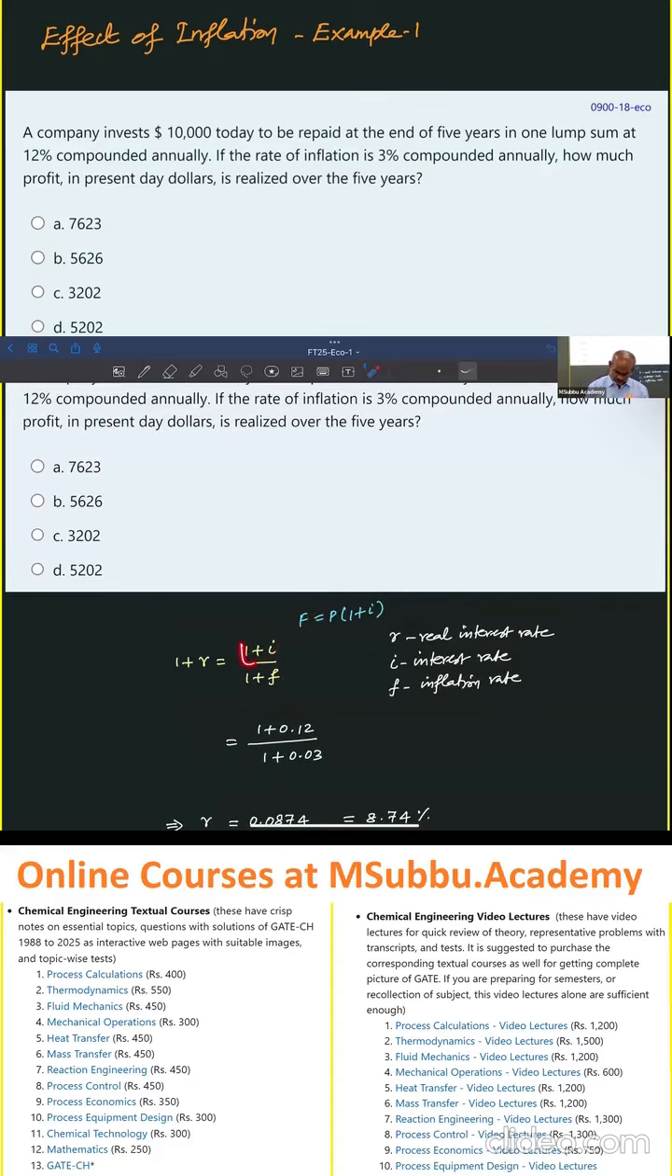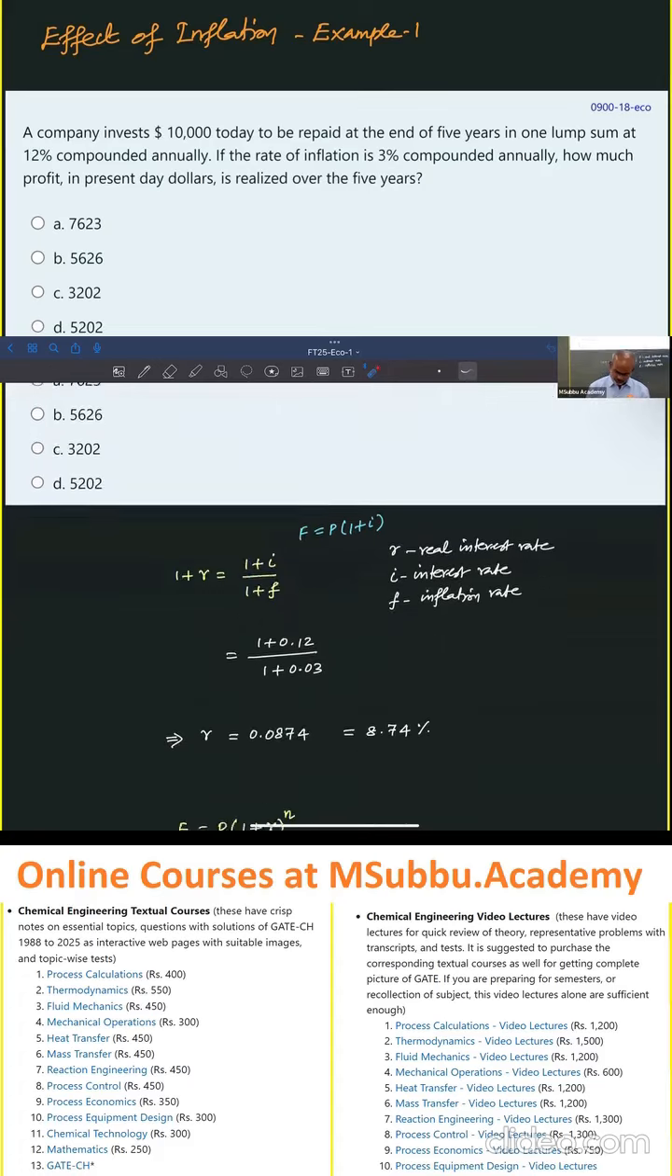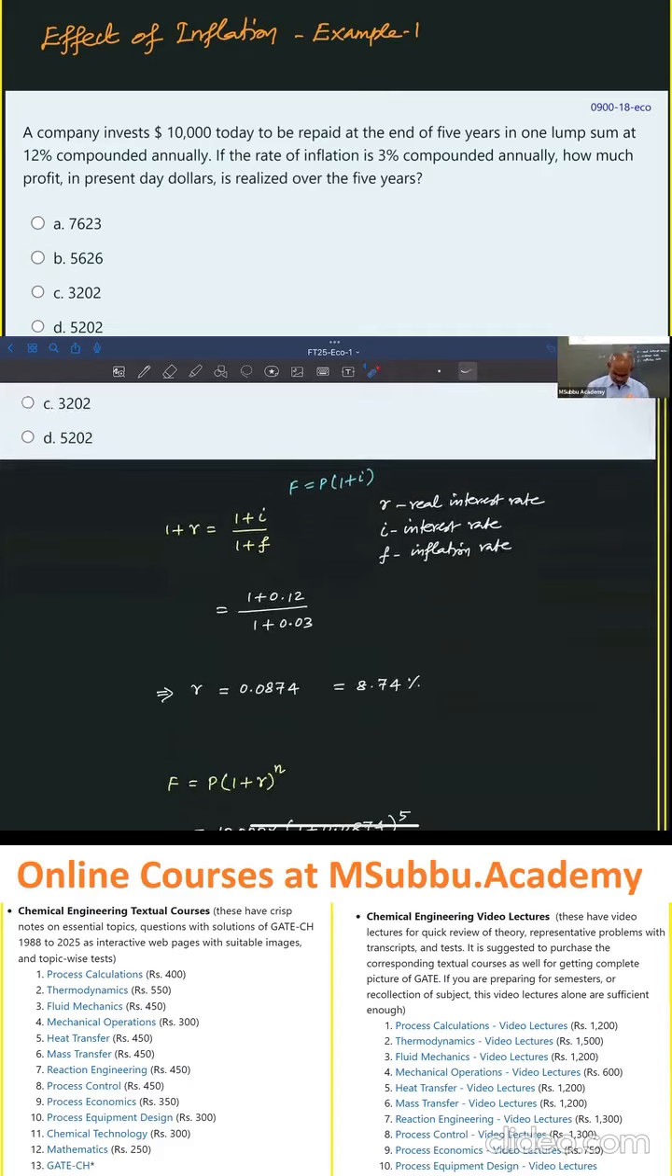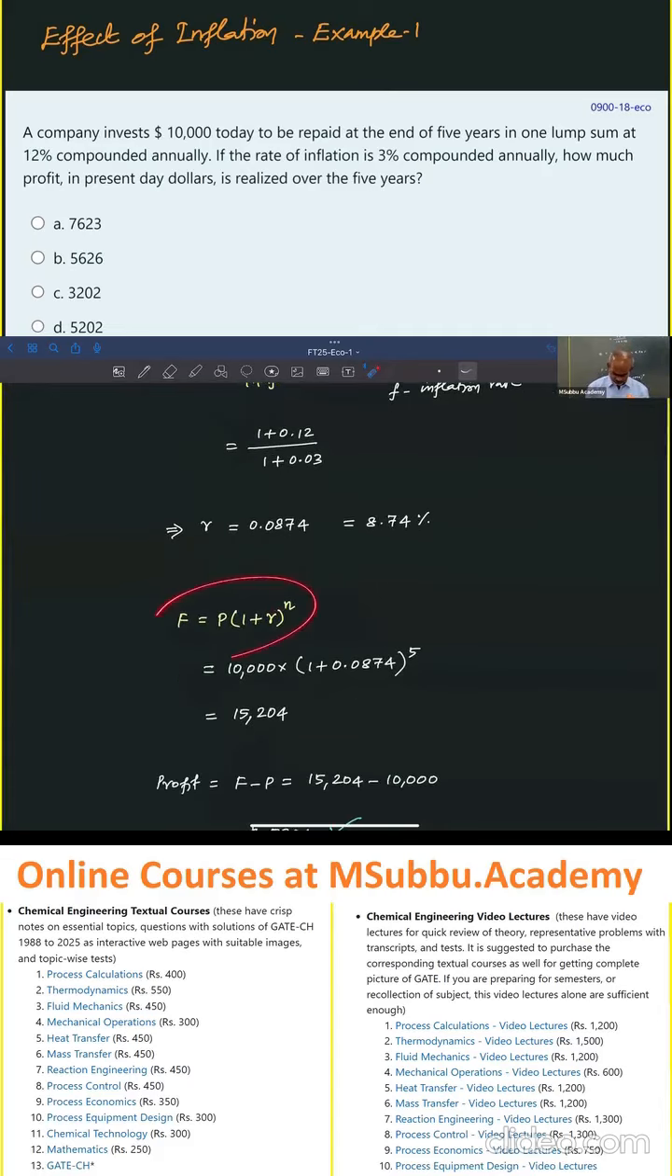Grow in this fashion, you'll be having it to the power n. This is also growing to the power n. So because of that, you only use this formula to calculate the real interest rate. And once that real interest rate is available, you can get the future worth.